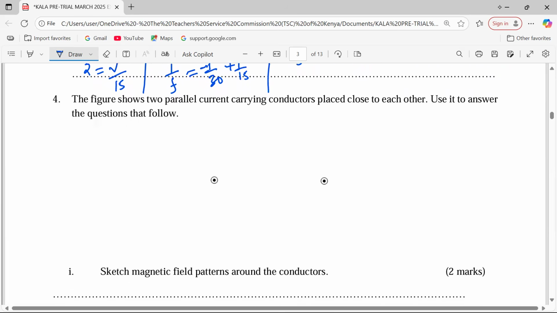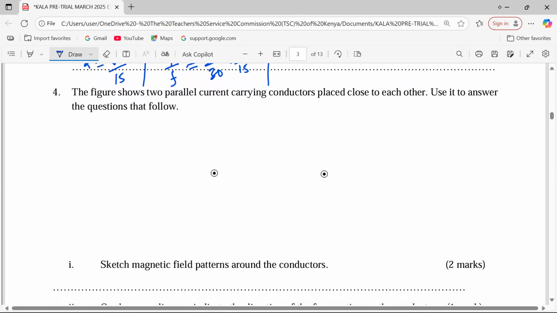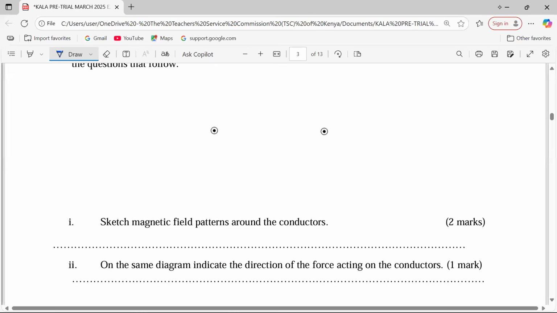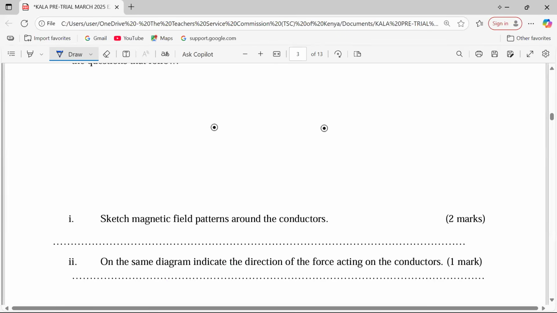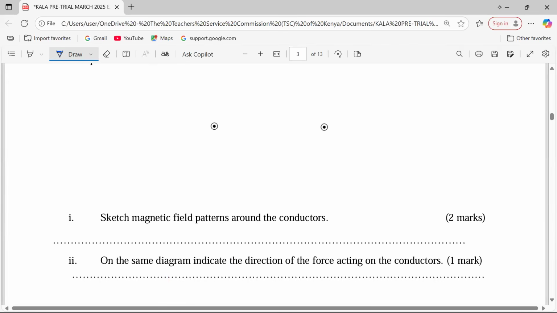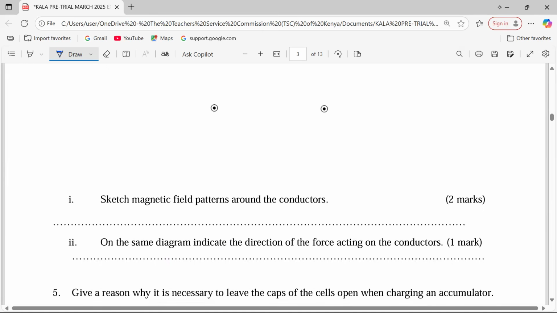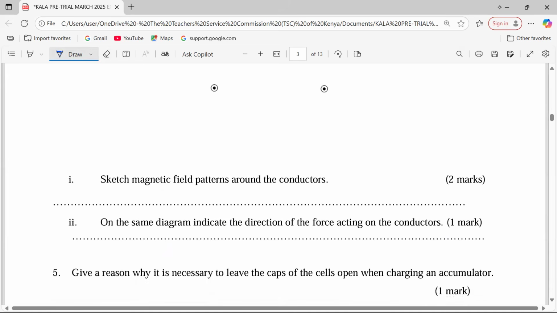We get to number 4, still from the same paper. The figure below shows two parallel current carrying conductors placed close to each other. Use it to answer the questions that follow. So we can see the two current conductors. You can see them, and current is out of the paper. It's good for you to know that. Current is out of the paper. Into the paper would have been a star, a cross that way. So when it is a dot, it's outside the paper.